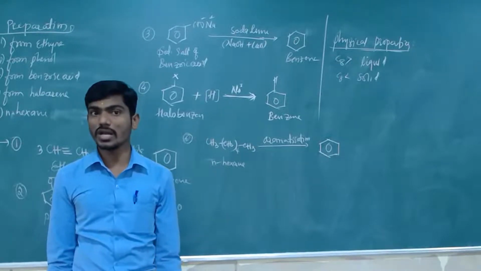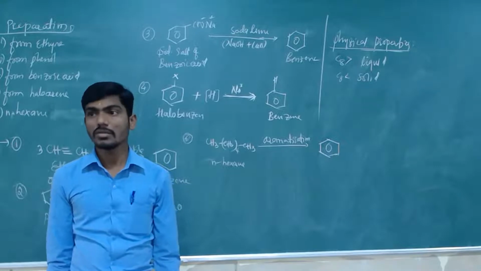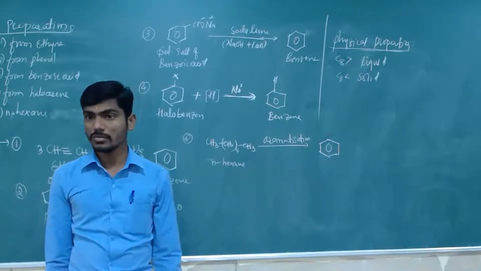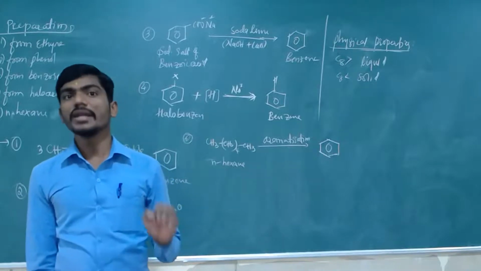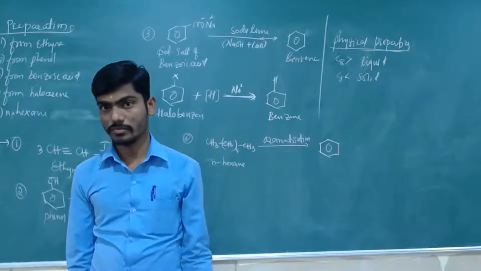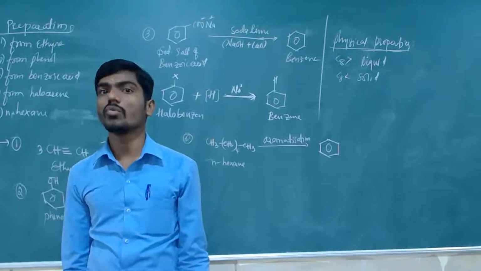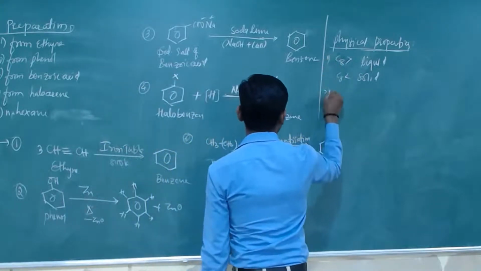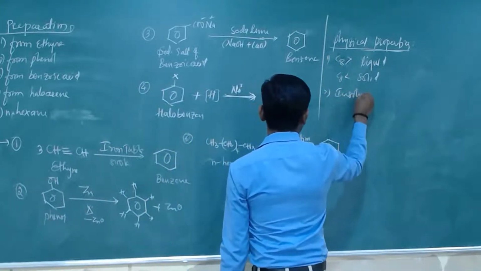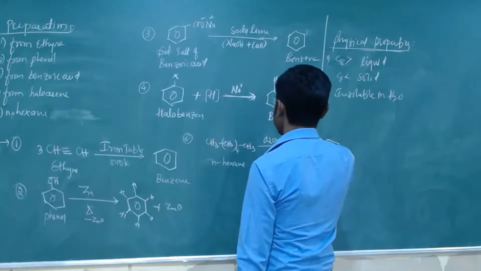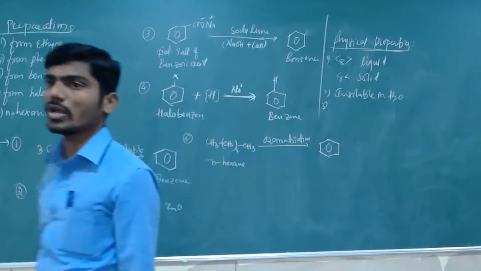Is benzene polar or non-polar? Non-polar. Therefore, it is insoluble in water. Benzene is non-polar, so it is soluble in non-polar solvents and insoluble in water. Solubility: it is insoluble in water. The reason is that benzene is a non-polar compound.